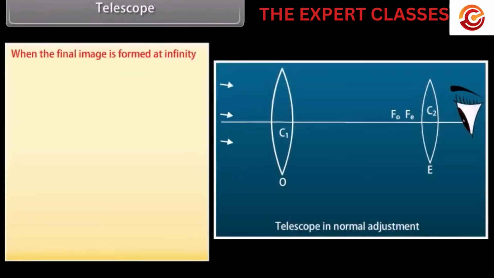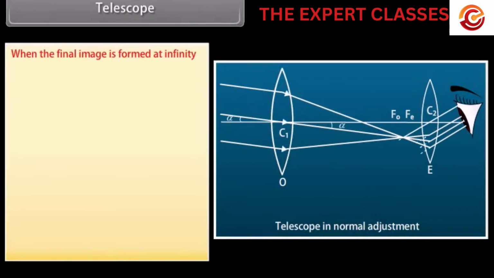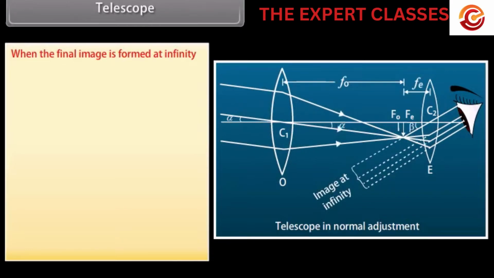When the final image is formed at infinity, the objective lens O collects parallel rays from the distant object. So, an image I is formed at the principal focus FO of the objective. Since the final image is at infinity, therefore, I must be at the principal focus FE of the eyepiece. Thus, FE and FO are at the same place.